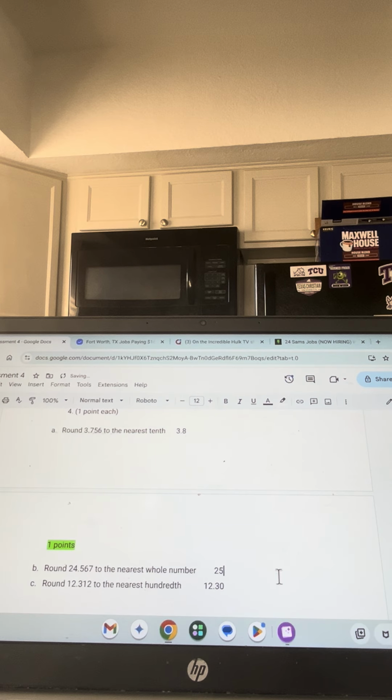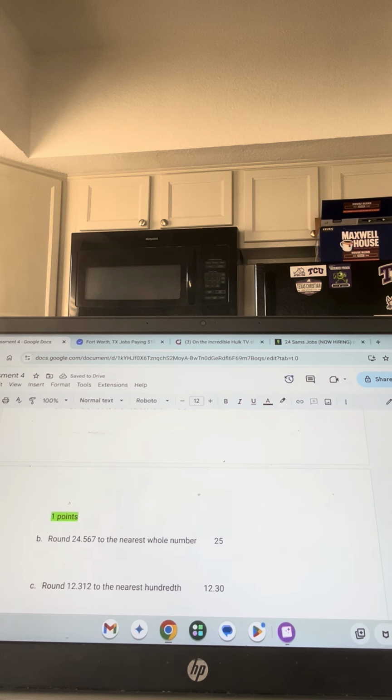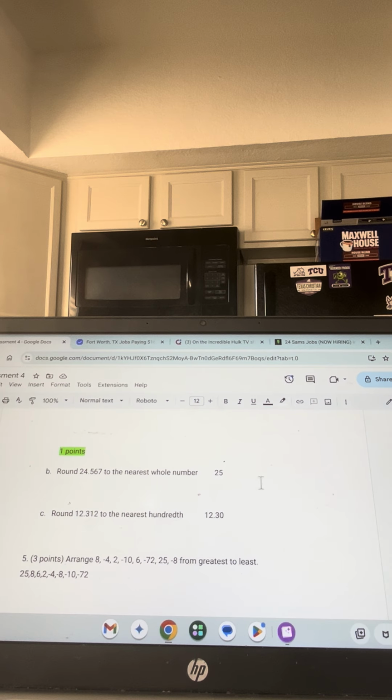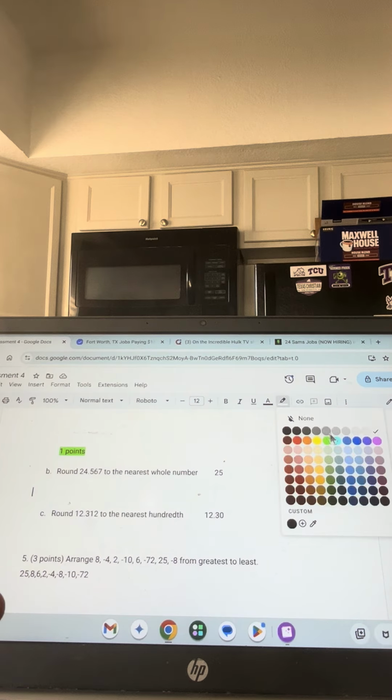Let's check part B. See if you got this one right. Round 24.567 to the nearest whole number. 24.5 would round up. 5 is 5 or above, so this increases to 25, so that's good. That's right so far.